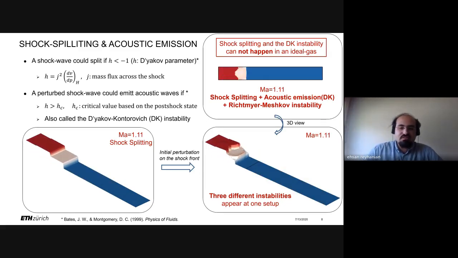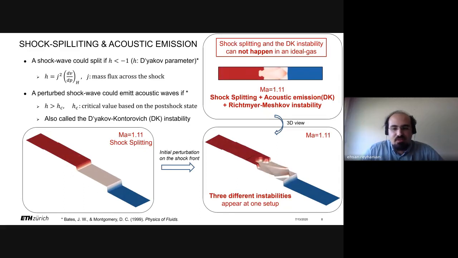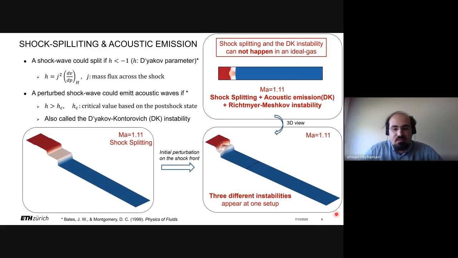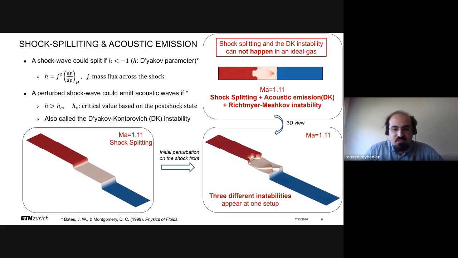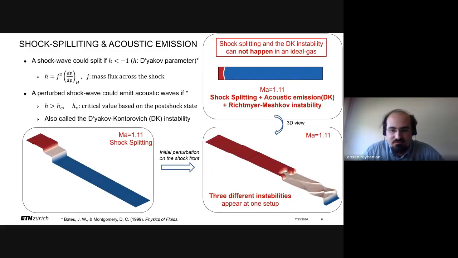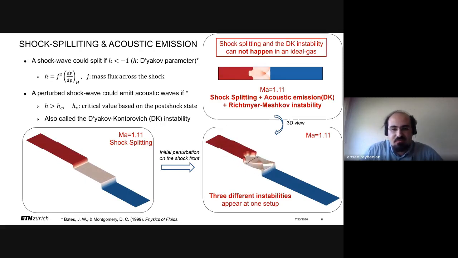Here, we have chosen a case that could demonstrate these behaviors. A shock wave with Mach number 1.11 is seen to split into two waves traveling with different speeds. Now, by applying an initial perturbation on the shock front, we can observe a very interesting phenomenon.